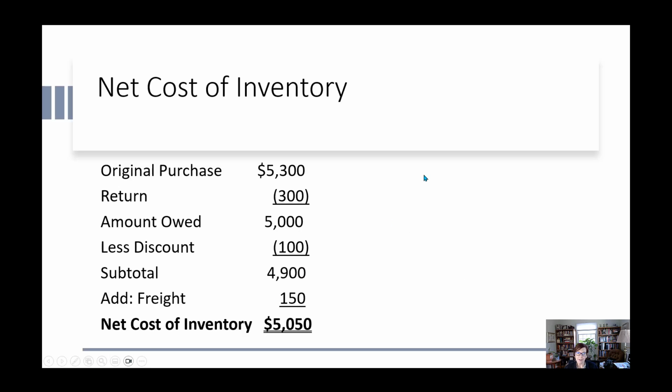Now let's take a look at the net cost of this inventory that Chic Shoes bought. Remember, we looked at all this. They bought some, they returned some, they got the discount. That got us to the $4,900. Now we have to add in the freight cost, which was an additional cost. So that gives us a net cost of the inventory of $5,050. It's important to know the cost of your inventory because that's going to help you determine how much you sell it for, and you want to be making a profit.